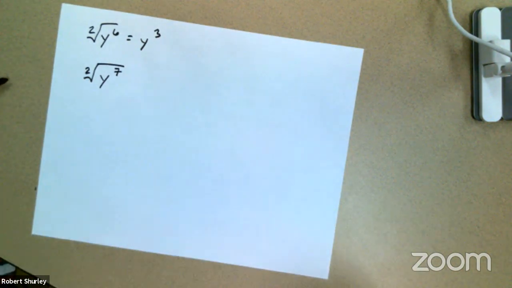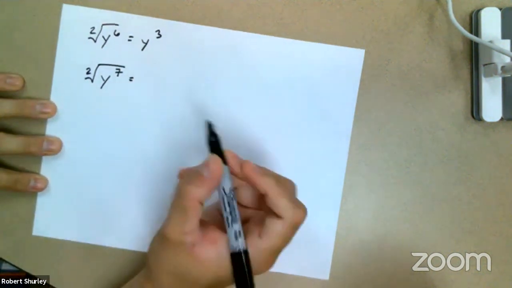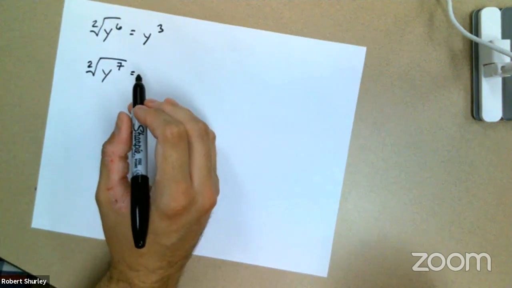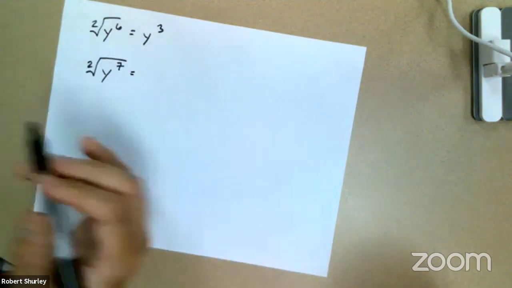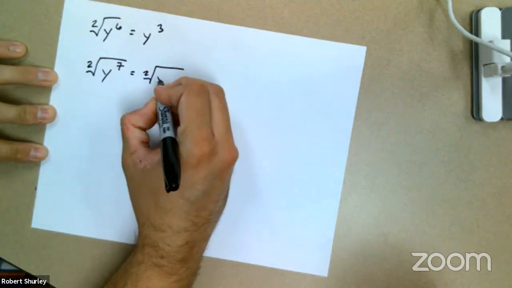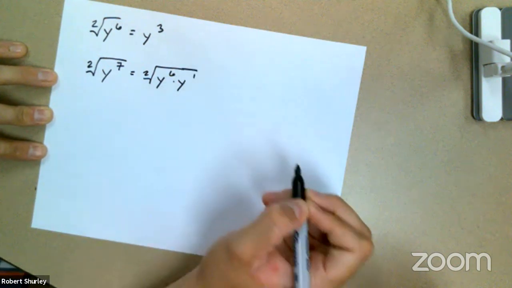Okay, so the premise of this comes from the fact that you can break apart this y to the 7th into a variable that does have a square root. Y to the 7th is just y to the 6th times y to the 1, right?